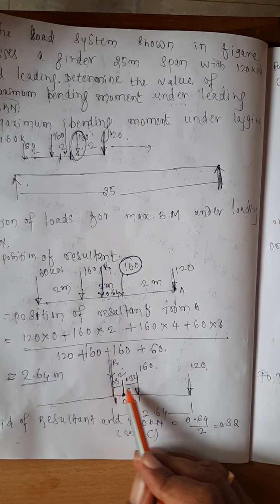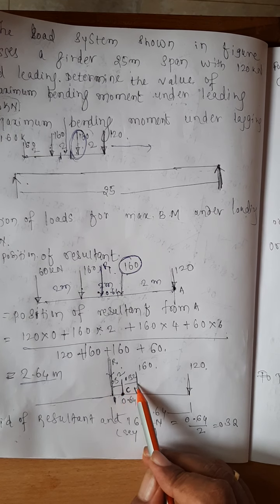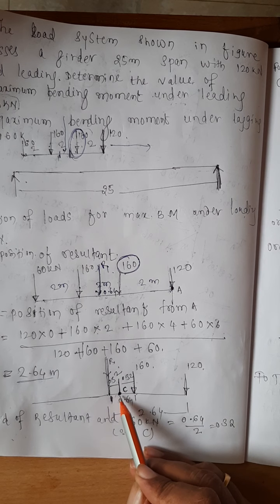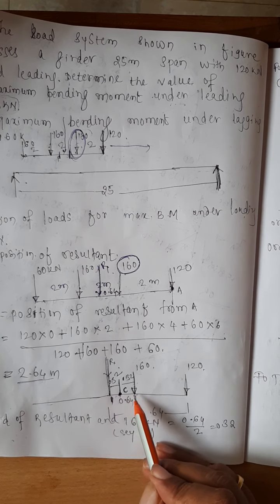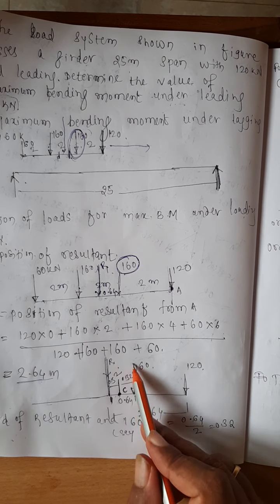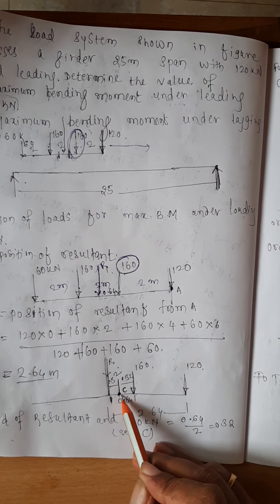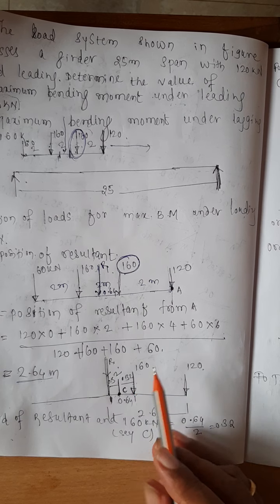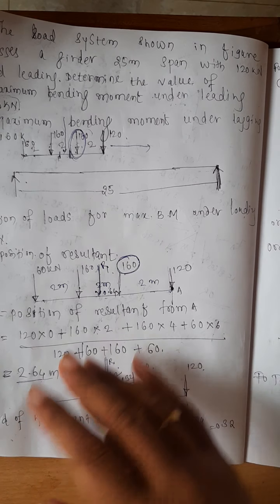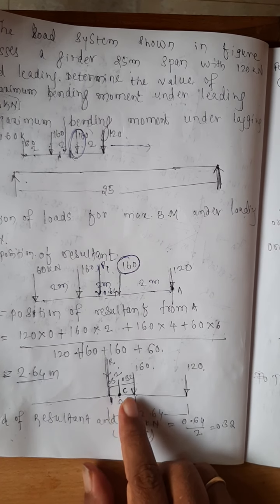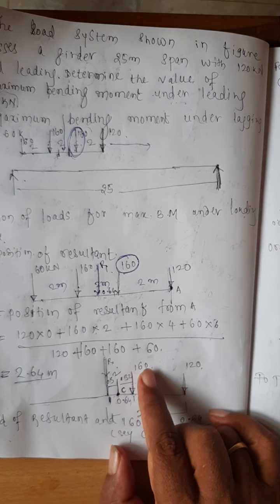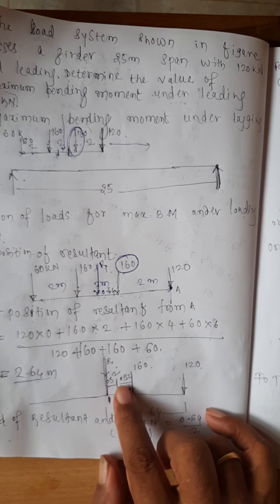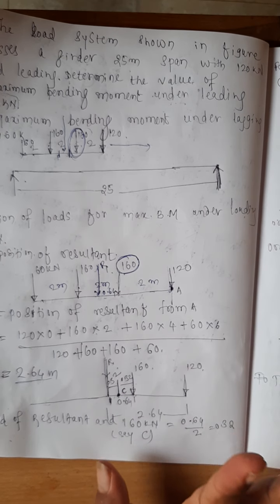0.64. Therefore divide it into two parts. Midpoint of this 0.64 is 0.32 from 160 kilonewton or 0.32 from the resultant. We know 160 kilonewton. From 160 kilonewton it is at a distance of 0.32. Now you pick the load. You pick this load and put the load in such a fashion that this 160 kilonewton is at a distance of 0.32 from the center of the beam.